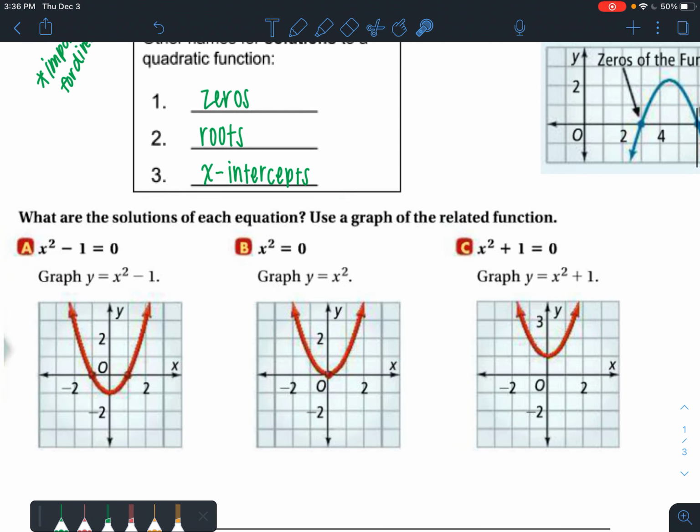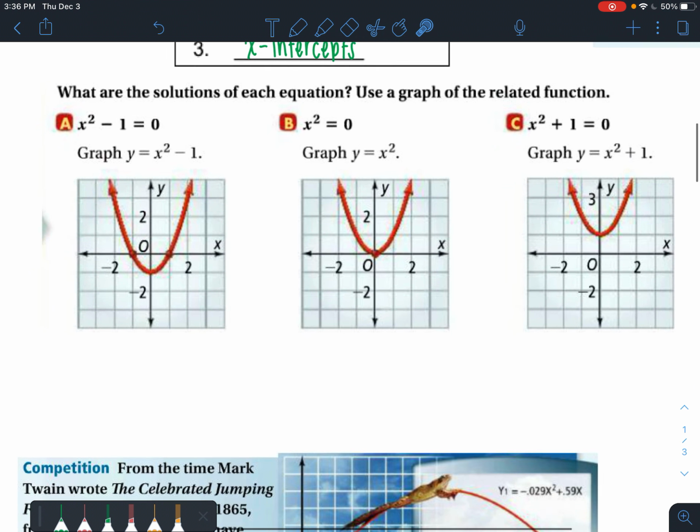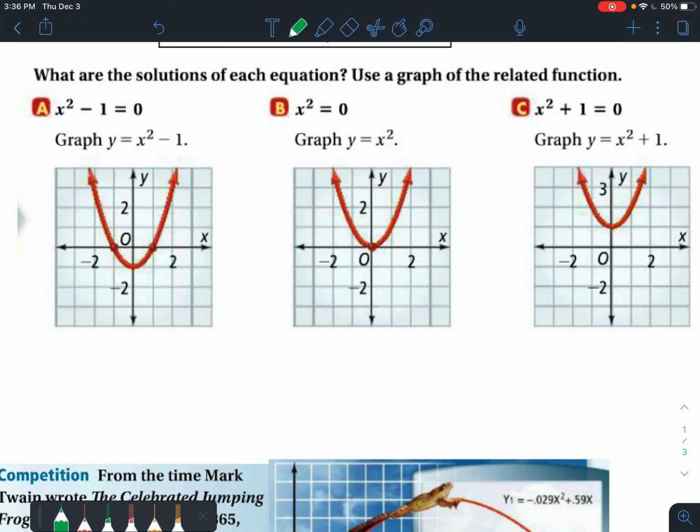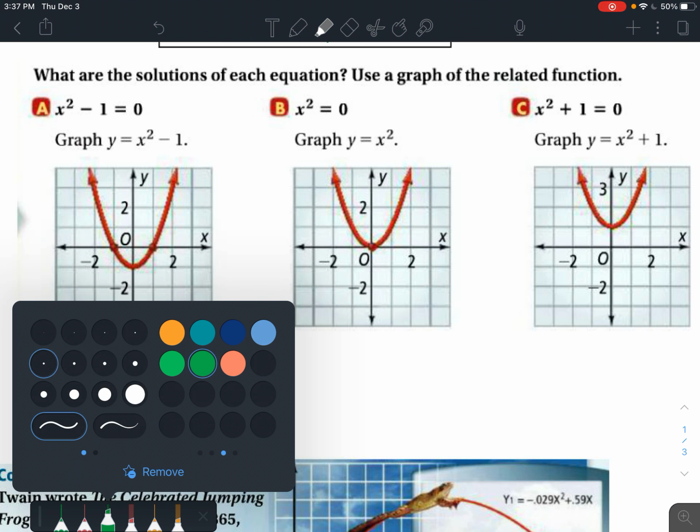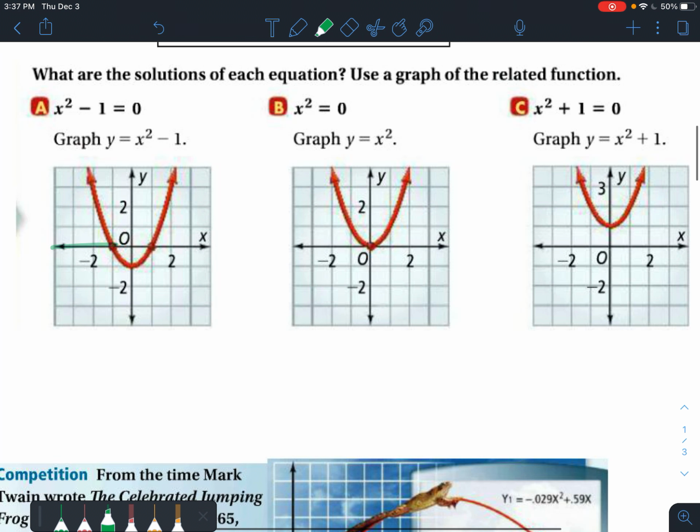Okay, so we can look at these graphs here to list the solutions. Here it says x squared minus 1 equals 0, and it's been graphed for us. Our solutions are these points which cross the x-axis. So where those intersect with the x-axis are the solutions. So it's going to be x equals -1 and +1. You can write your answers like that.